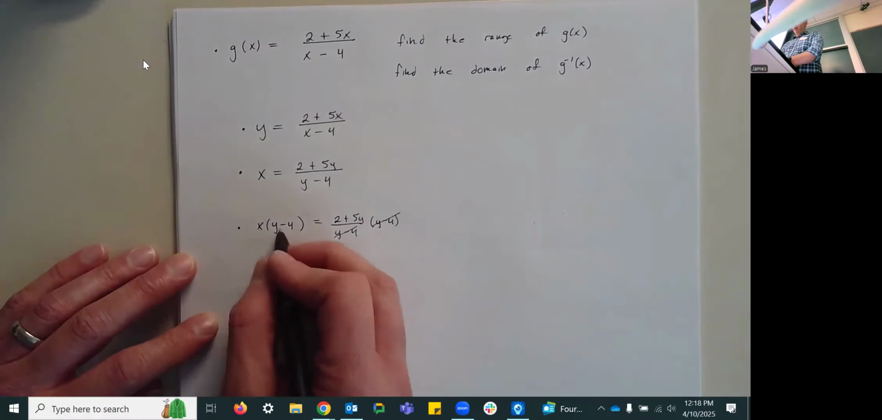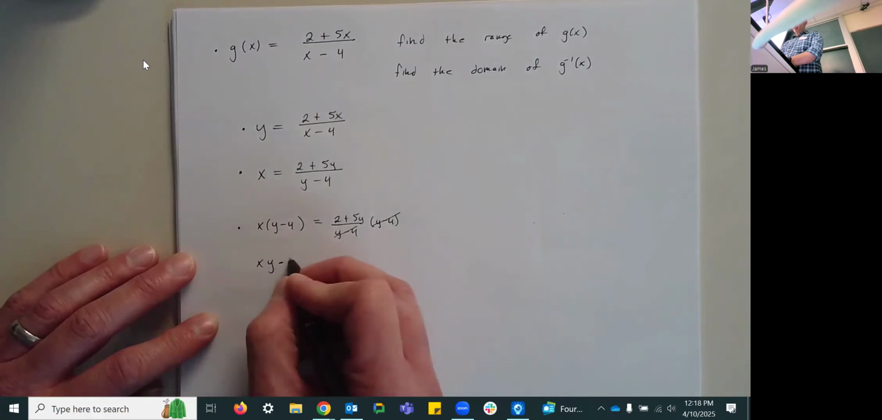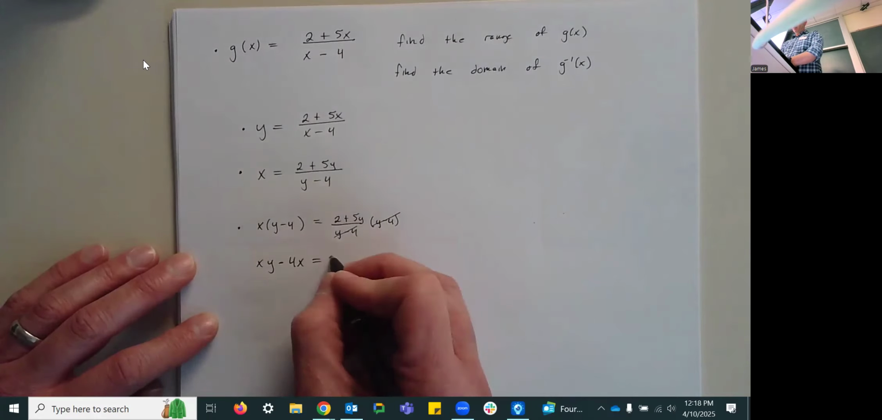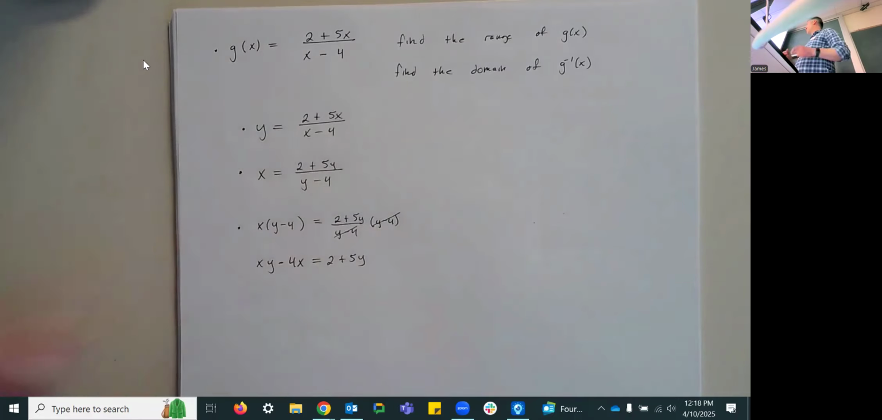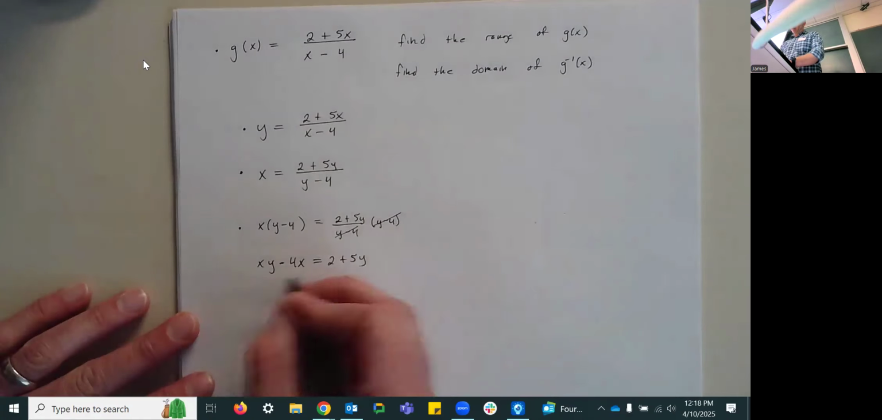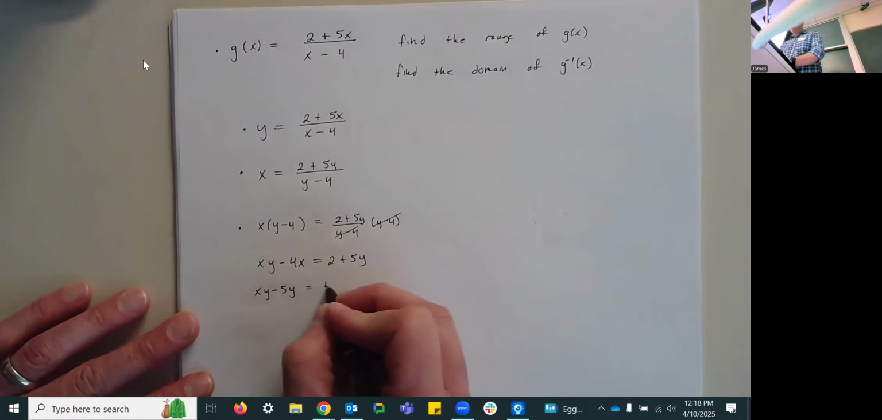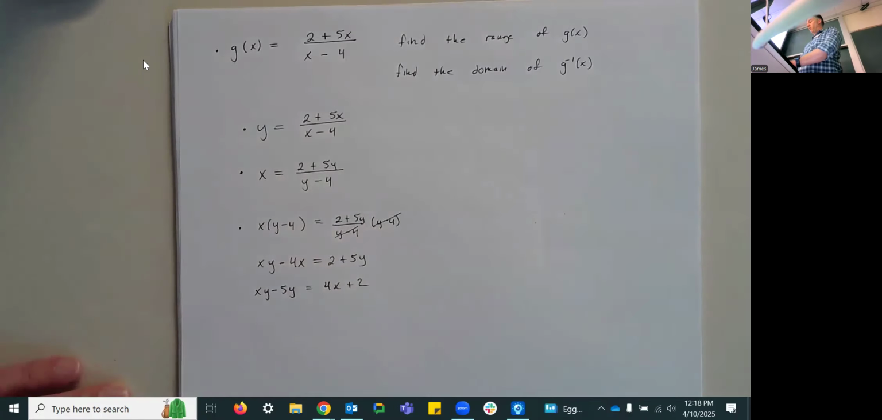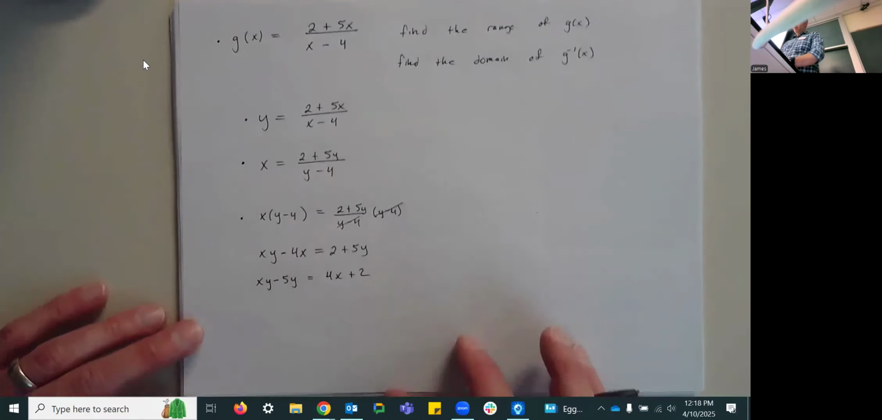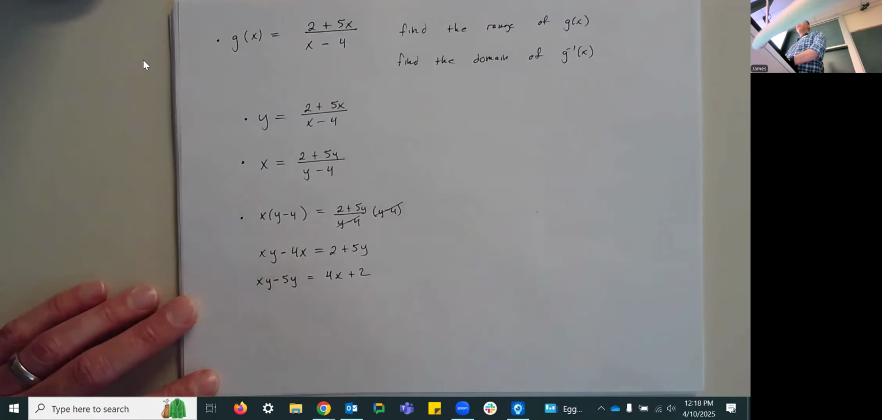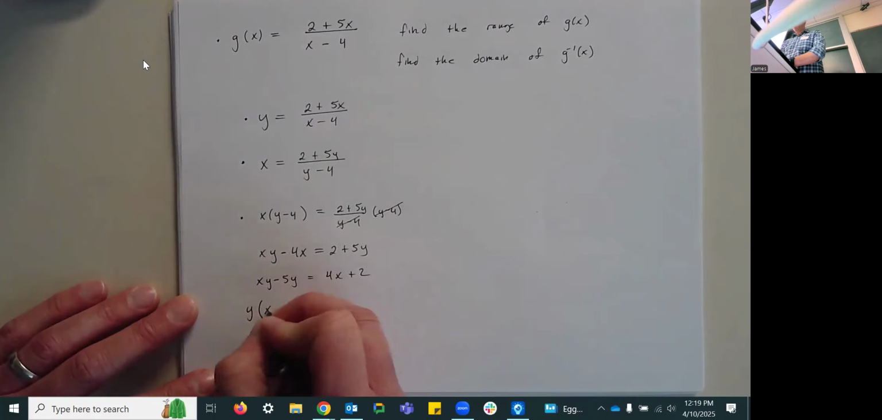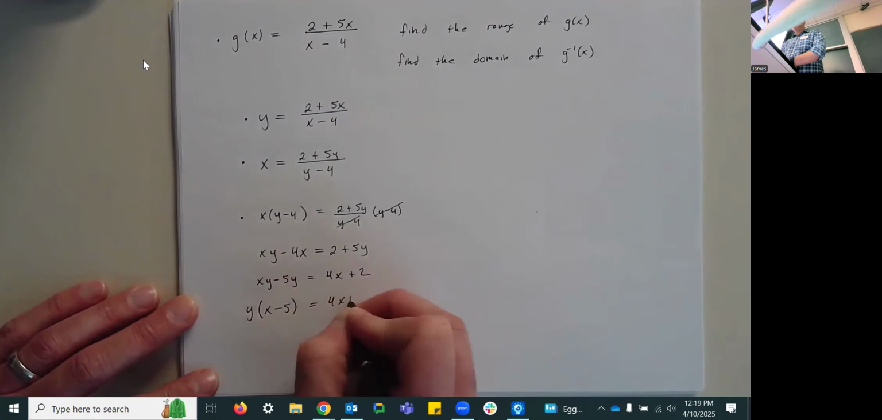On the left-hand side, we distribute the x. So we get x times y minus 4 times x. On the right-hand side, we have just 2 plus 5y. And then we want to collect all our y terms on one side and all the other terms on the other side. Because if we're trying to solve for y, we have to isolate the y's. So subtract 5y to the left and add 4x to the right. So now I have xy minus 5y on the left equal to 4x plus 2 on the right. The whole reason we did that was so that then we can factor a y out from all the terms on that side. So we're going to have y times x minus 5 equal to 4x plus 2.